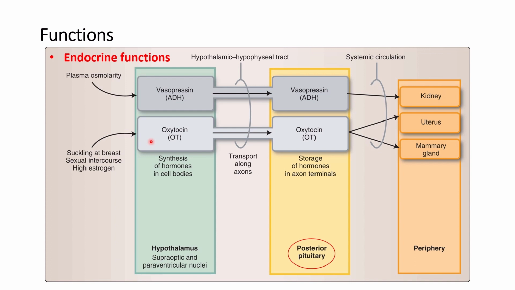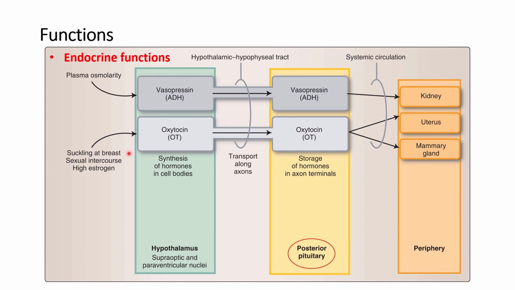One is during labor, so when the level of estrogen is very high and the uterus is very distended because of the fetus, those stretch receptors send signals, and that will cause release of oxytocin. Oxytocin goes to the posterior pituitary and then it's released, and that will cause contraction of the uterus, and then labor will happen.